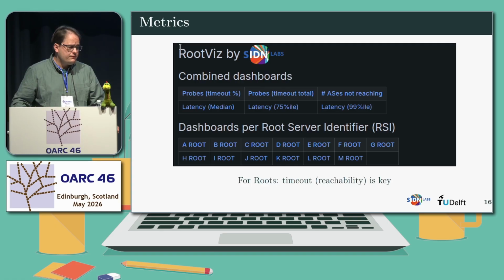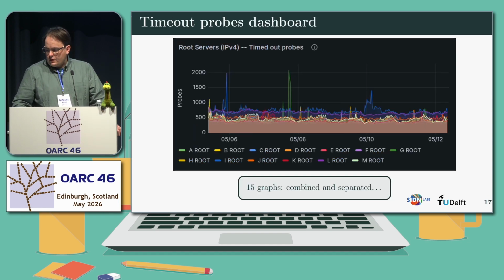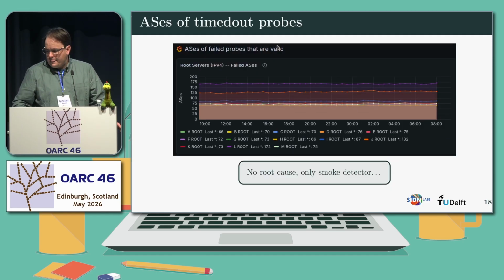What I tried to do first, after talking to a bunch of the root operators, is this: reachability is the first most important metric. Second is latency. So I just focus on those, and I do an aggregate. Later we can do per site, per location and so on, but I try to keep it simple first. For each root server, we have 15 graphs, combined and also later separated. Here you can see I-root has some spikes, and A-root as well. So you can see something's going on there. It was a nice way to visualize the data.